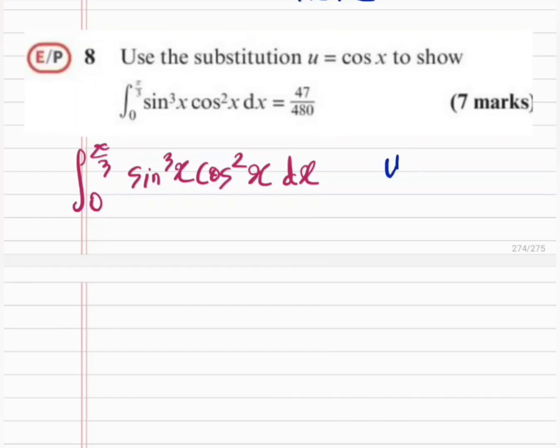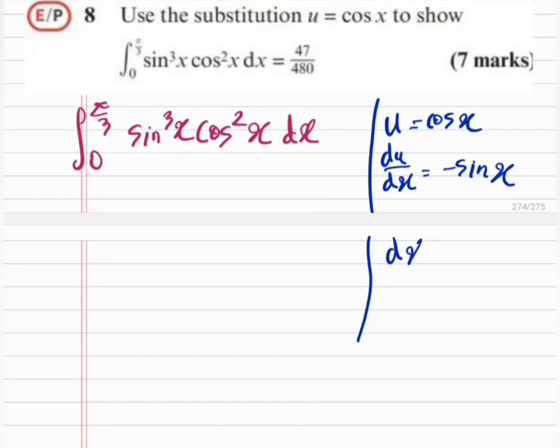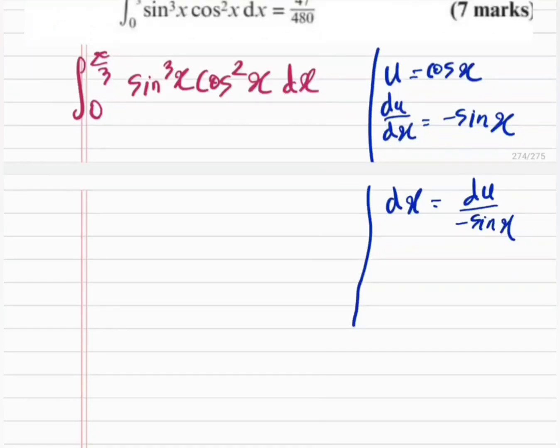We want to use the substitution u is equal to cos x to show that this is equal to 47 over 480. Okay, so as usual, we start by differentiating the substitution. So du by dx is equal to minus sine x, and we make dx the subject, so we have du over minus sine x. We need to transform the limits as well. So when x is equal to pi over 3, then cos pi over 3 is equal to a half, and when x is equal to 0, this is equal to 1.